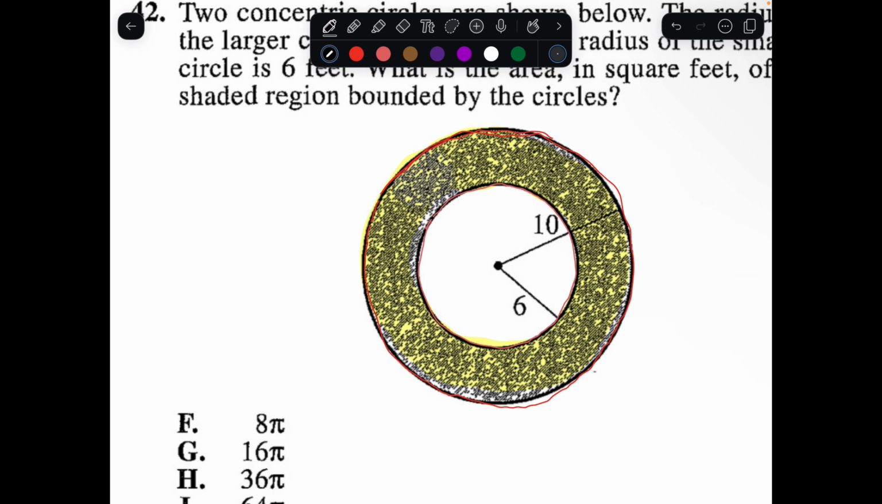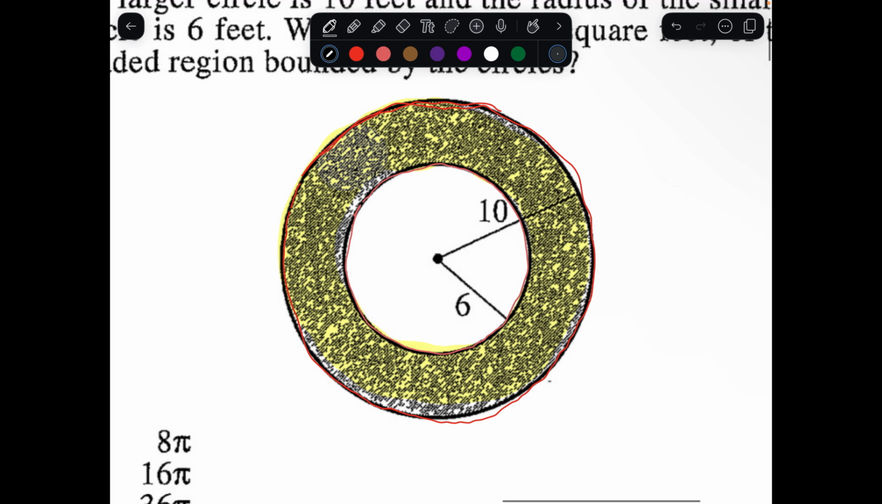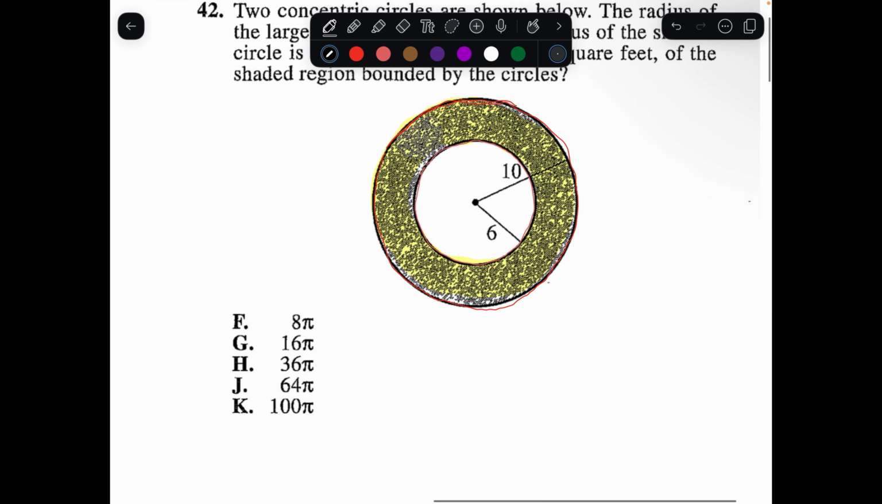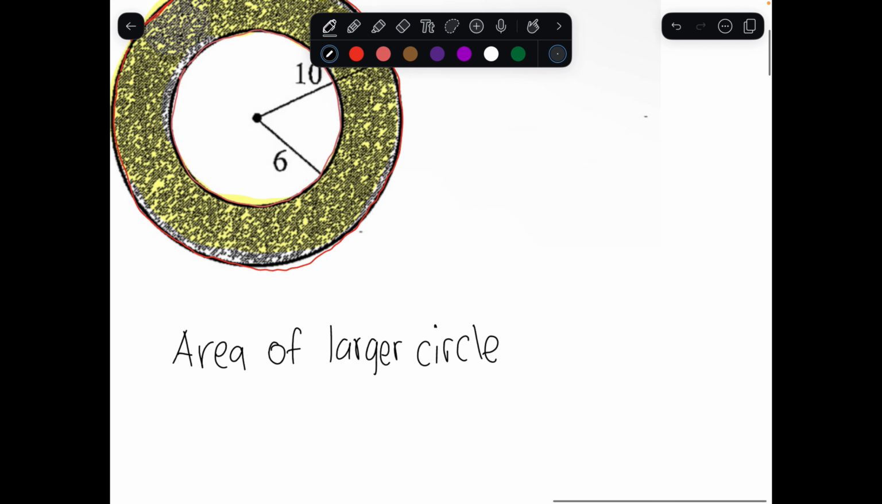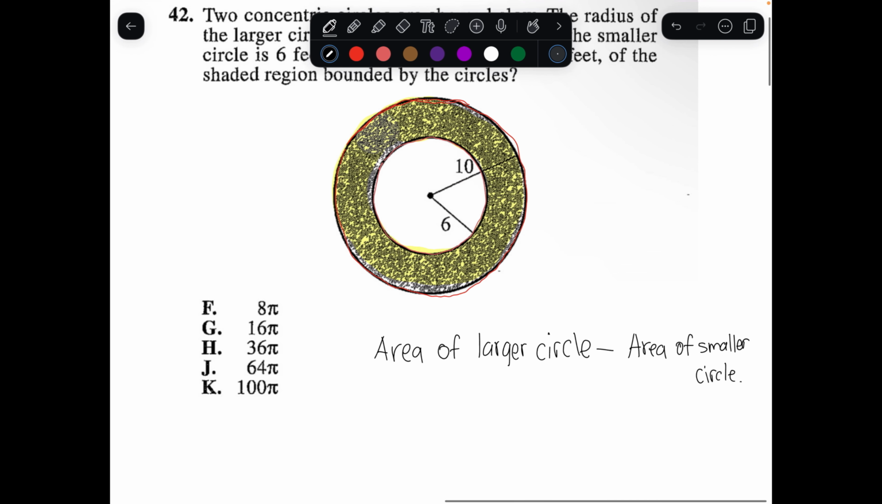So it appears that this is basically the area of the larger circle, but excluding the area of the smaller circle. So for this problem, what you have to do is find the area of the larger circle, minus the area of the smaller circle. So you have to find out the area of the larger circle and the area of the smaller circle, and then you have to subtract the area of the smaller circle from the larger circle.